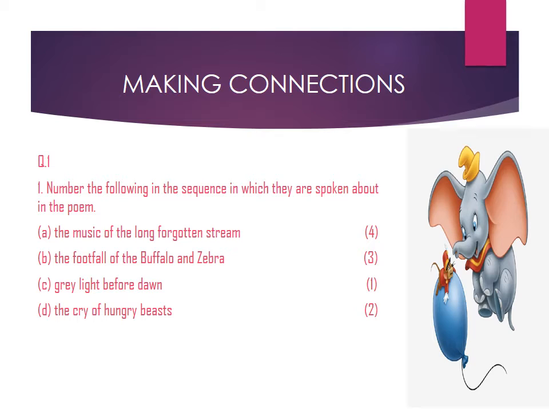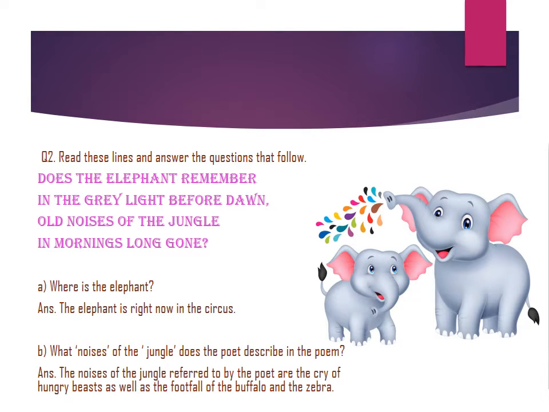So I repeat, number 1 is grey light before dawn. Number 2, the cry of hungry bees. Number 3, the footfall of the buffalo and zebra. And number 4, the music of the long forgotten stream. Okay, I think this is clear to you. Now children, come to question number 2. Read these lines and answer the question that follow.